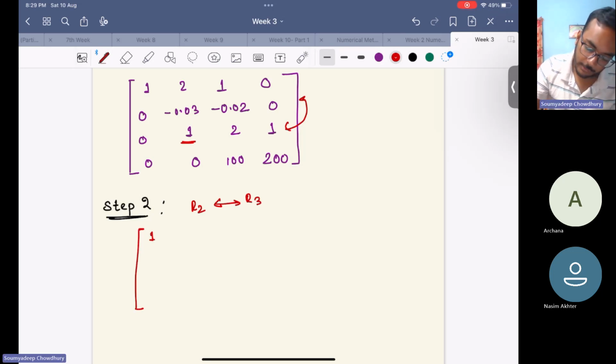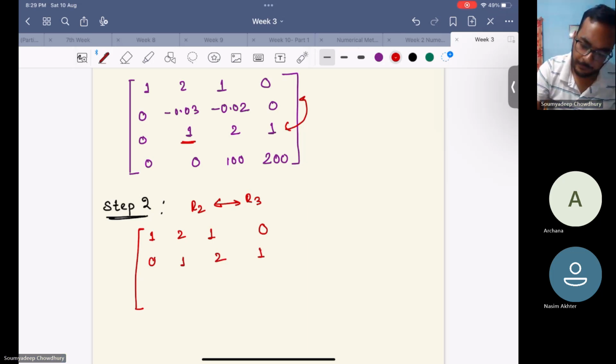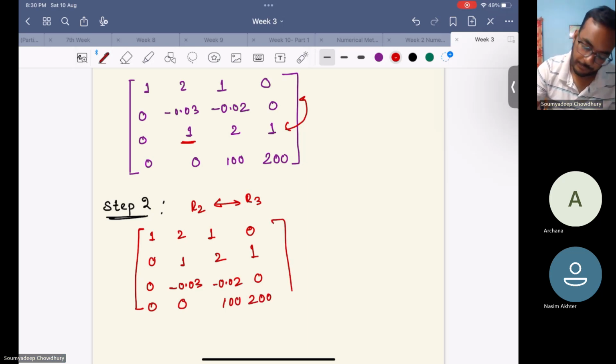It will be 1 2 1 0, 0 1 2 1, and here it will be 0, minus 0.03, minus 0.02, 0 0 0 100 200.